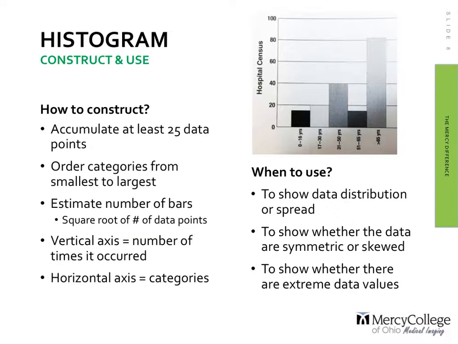So histograms can be presented in a variety of different ways. In order to construct an appropriate histogram, you have to have an appropriate amount of data points. A minimum of 25 data points is what's necessary. Oftentimes, the more data points you have, the more accurate it's going to be. But what you're going to do is order or categorize it from smallest to largest. And what you should typically see is continuous intervals.